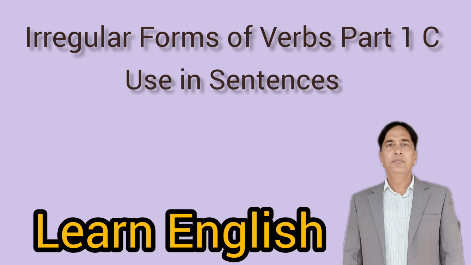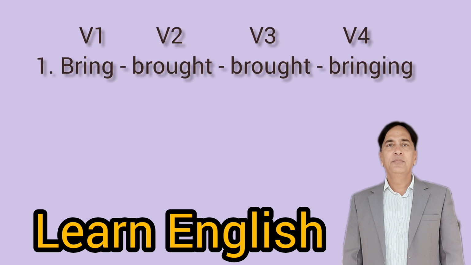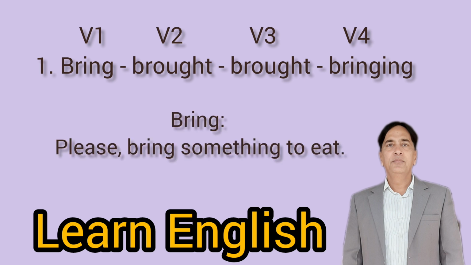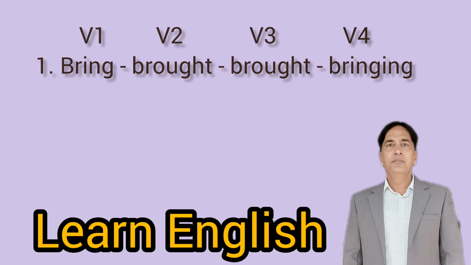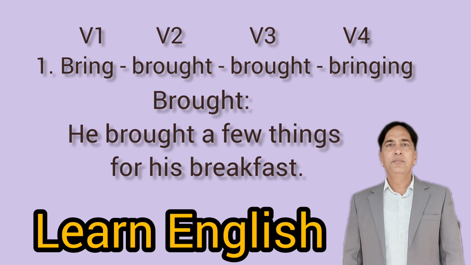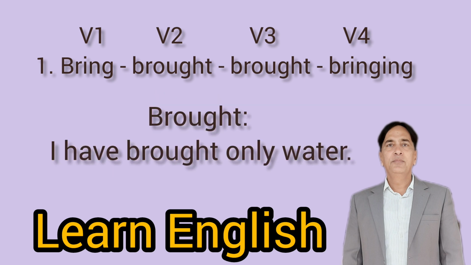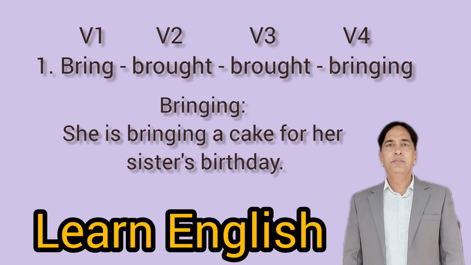Let us learn irregular forms of verbs and their use in sentences. Part 1. C. Number 1 word is bring. Second form, brought. Third, brought. Fourth, bringing. Sentences. Please bring something to eat. He brought a few things for his breakfast. I have brought only water. She is bringing a cake for her sister's birthday.